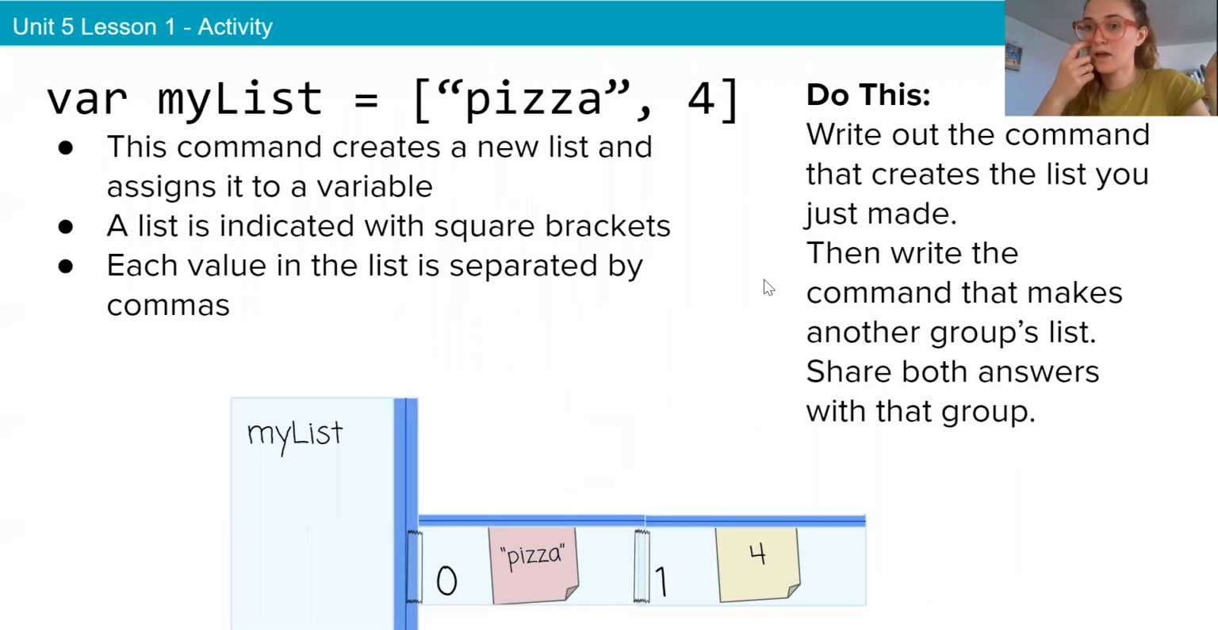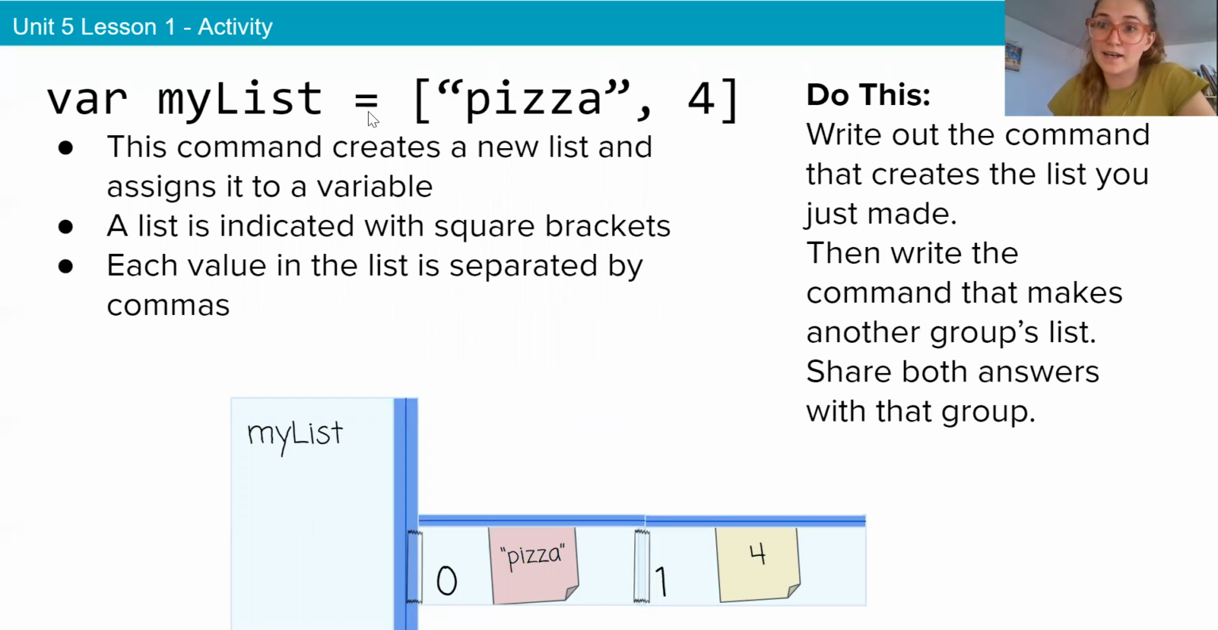All right, now we're going to start looking at the different commands that we'll use in our coding when we're creating and accessing lists. This command here creates a new list and assigns it to a variable. This var is creating a new variable, and I'm naming that variable my list.